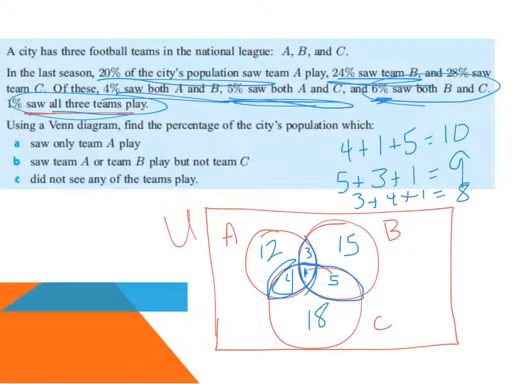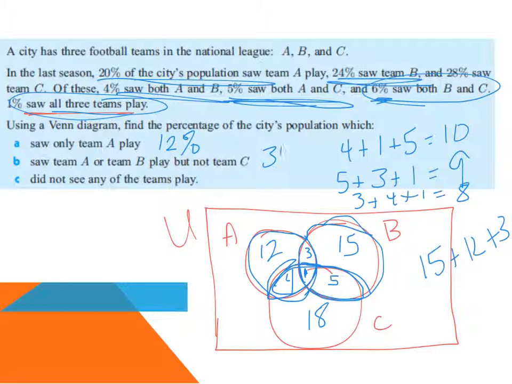So then, using a Venn diagram, find the percentage of the city's population which saw only team A play. So if we look at team A, we've got just the 12 that's in team A only. So that's 12%. And then the next question says saw team A or team B, but not team C. So we look at everything that's in A, B, and C, but we're going to take out the part that's in C. So we end up with 15 plus 12 plus 3, which is 30. So you get 30% that saw team A or B, but not team C.